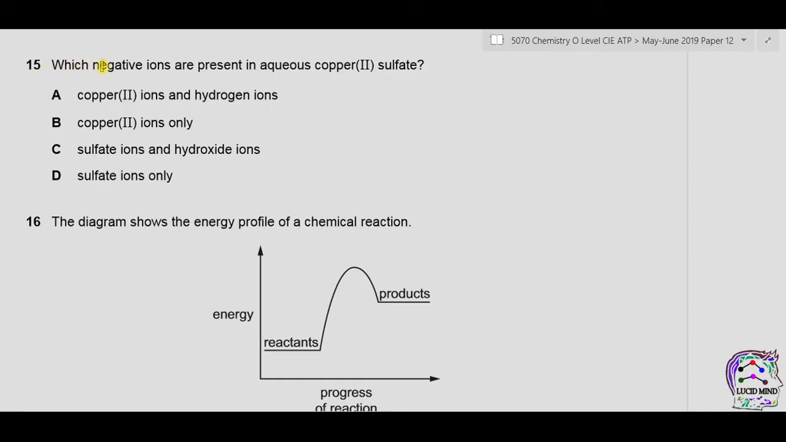Question 15. Which negative ions are present in aqueous copper 2 sulfate? Now in aqueous copper 2 sulfate we have copper plus 2, H plus ions from water, sulfate ions from copper sulfate and hydroxide ions from water. So the negative ions present are sulfate and hydroxide. The answer is therefore C.